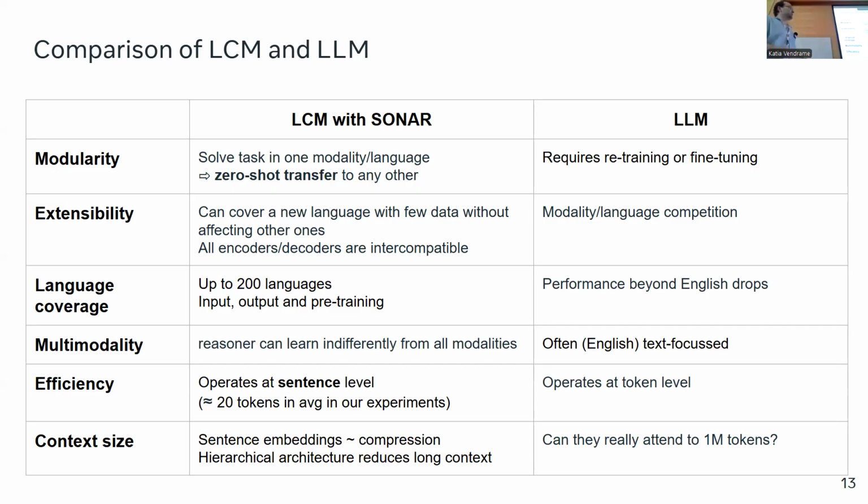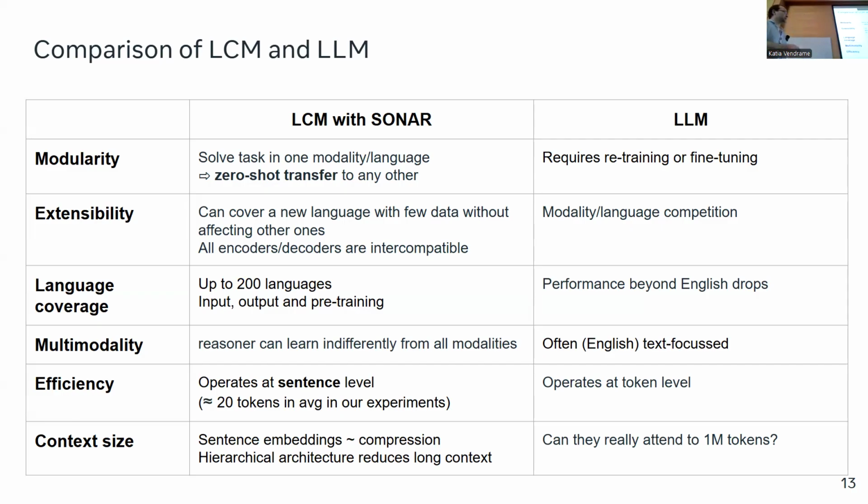Extensibility, that's what I was saying before. You can train a new one without interfering with the others. All encoders and decoders in Sonar are intercompatible because they are all trained to map to the same embedding space. Here in the LLM world, of course, you have modality and language competition. Each time you want to add something, you need to eventually change the vocabulary and retrain, adapt the model. So it's a bit cumbersome.